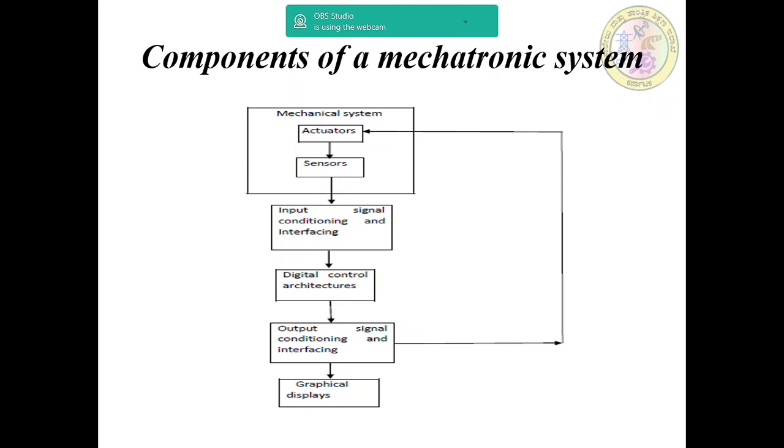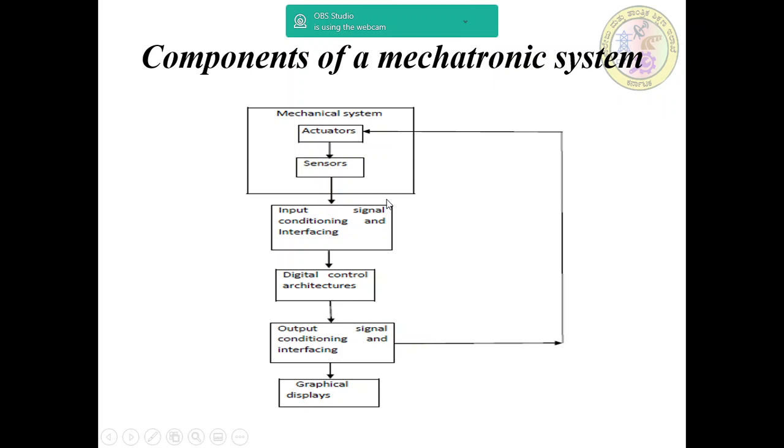mechanical systems, which may include actuators as well as sensors, as shown in the sketch, and then input as well as output signal conditioning and interfacing, and then digital control architectures, and finally graphical display.